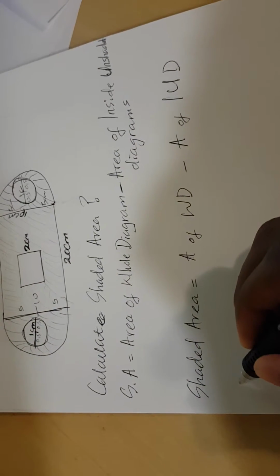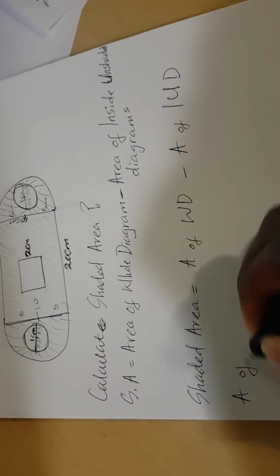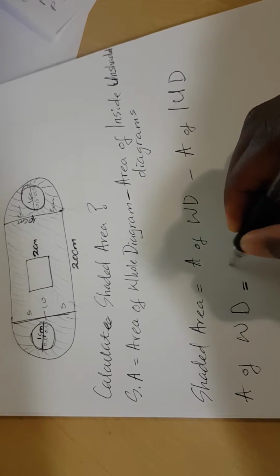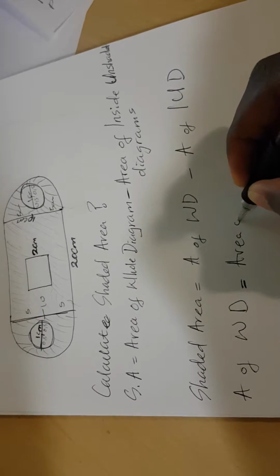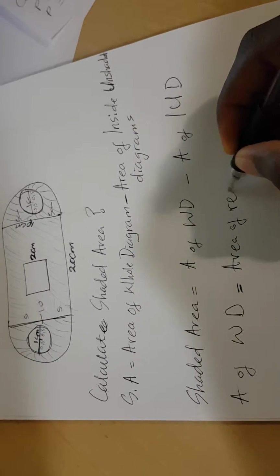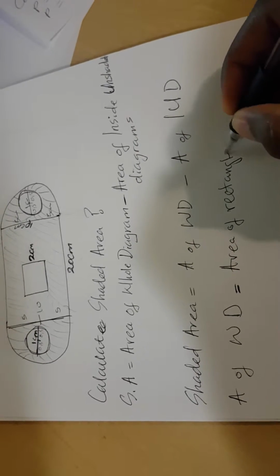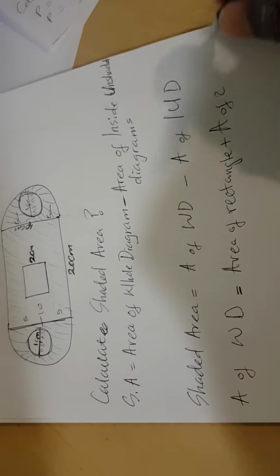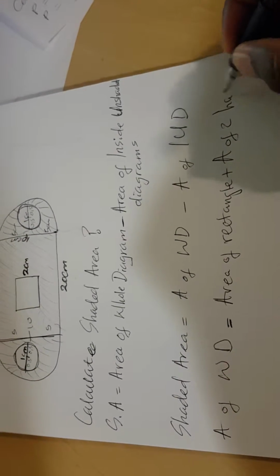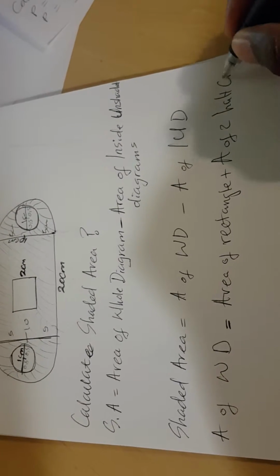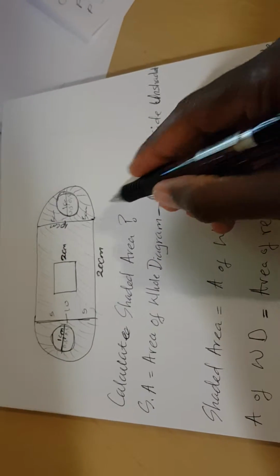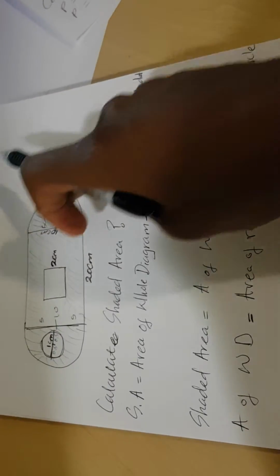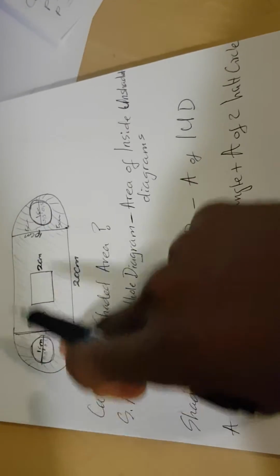So we say area of whole diagram, WD, is equal to area of rectangle plus area of two half circles. Okay, so remember these two half circles are equal, so the whole diagram consists of a rectangle and two half circles.